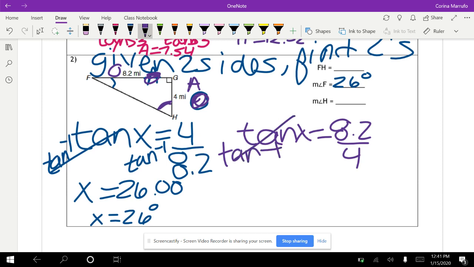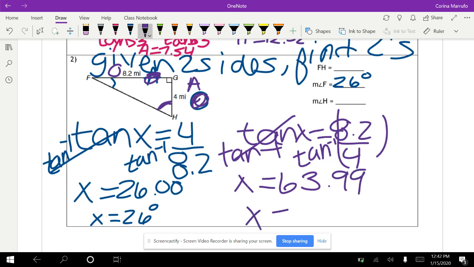Okay. That cancels this tangent out, and then we write it over here on the right side, and we're going to have to punch that in our calculator. So we're going to put inverse tangent. So we press second and then tangent of 8.2 divided by 4. And that's going to give us 63.99, which rounds to 64. Okay, so angle H is 64.